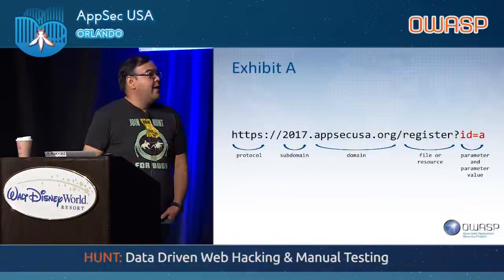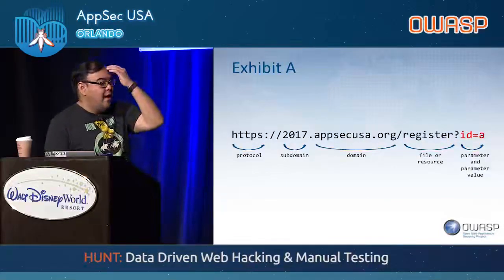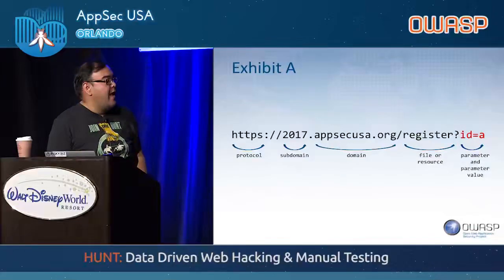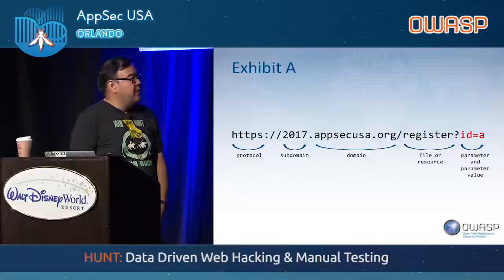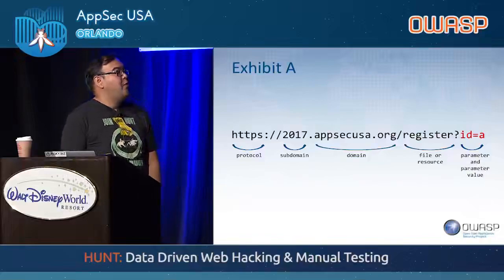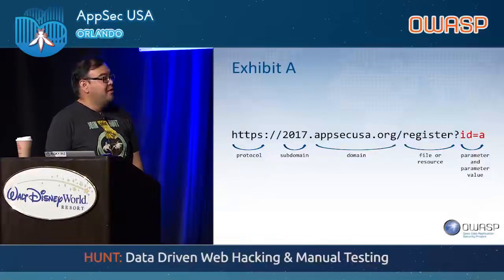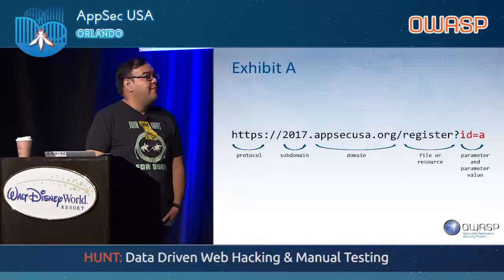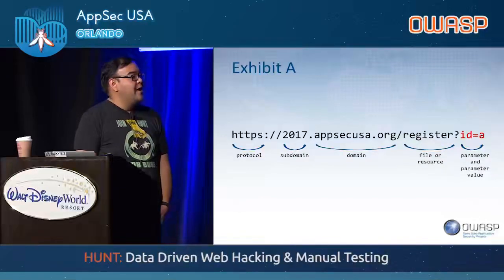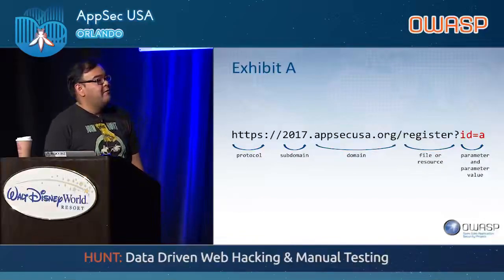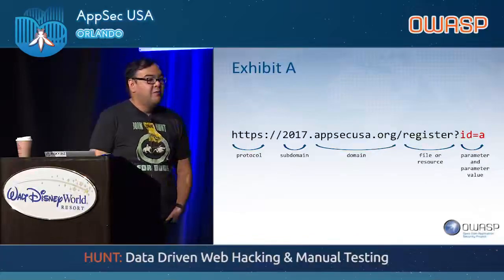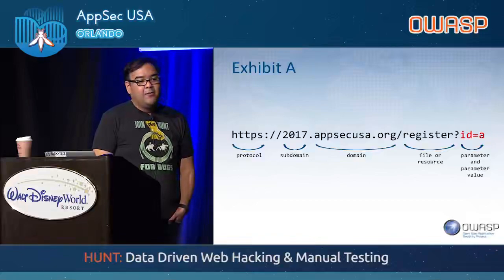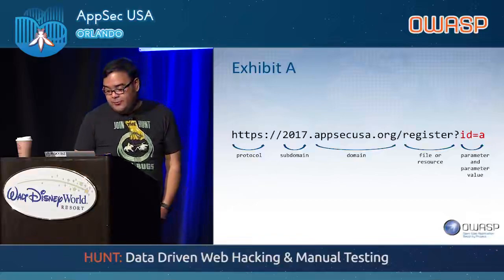Let's go back and talk about the composition of what a URL looks like. Very simply, it's composed of a protocol, a subdomain, a domain, which is the domain name itself, plus the top level domain, and then there might be a file or resource at the end of the URL. But the juicy piece there in red is going to be the parameter and the parameter value. That's what we took from our data set, and that's going to be important for this tool.